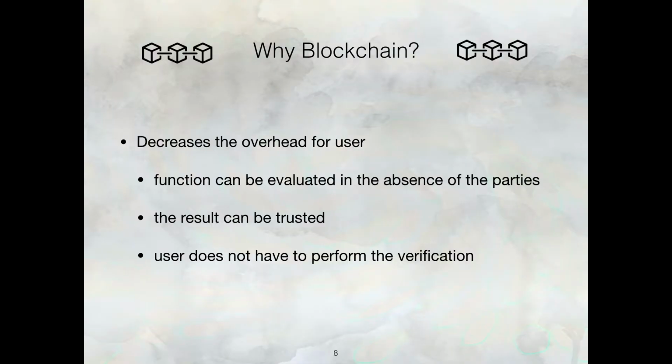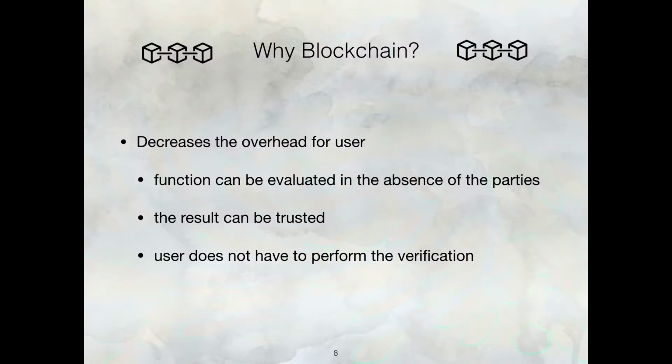Okay, so our system Absentia is a blockchain-based approach for secure function evaluation. So why are we using blockchain? The thing is that it would help us to decrease the overhead for the users. As the name suggests, as submit and go, the function can be evaluated in the absence of the parties. And the result can be trusted with the public ledger property of blockchain.